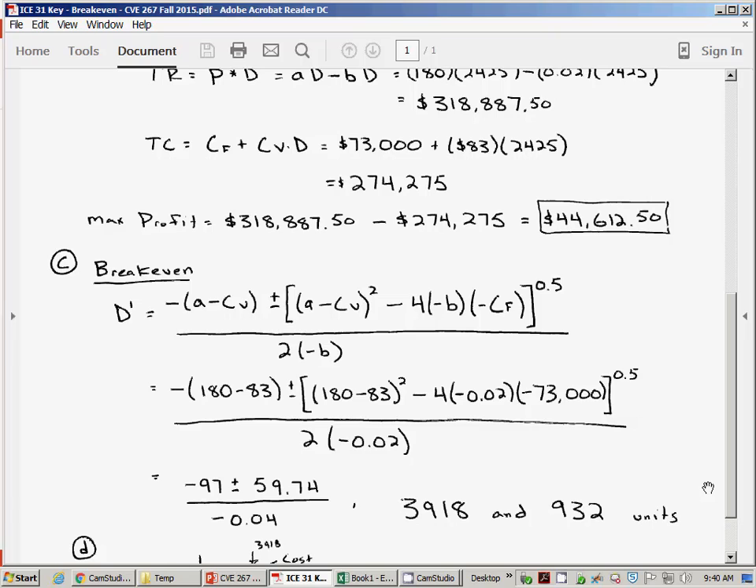Good. All right. Now, as far as round-off goes, you'll notice that I rounded up for the first break-even point, and I rounded down for the second break-even point. Why do you suppose that's the case, that we should round up for D prime 1 and round down for D prime 2?